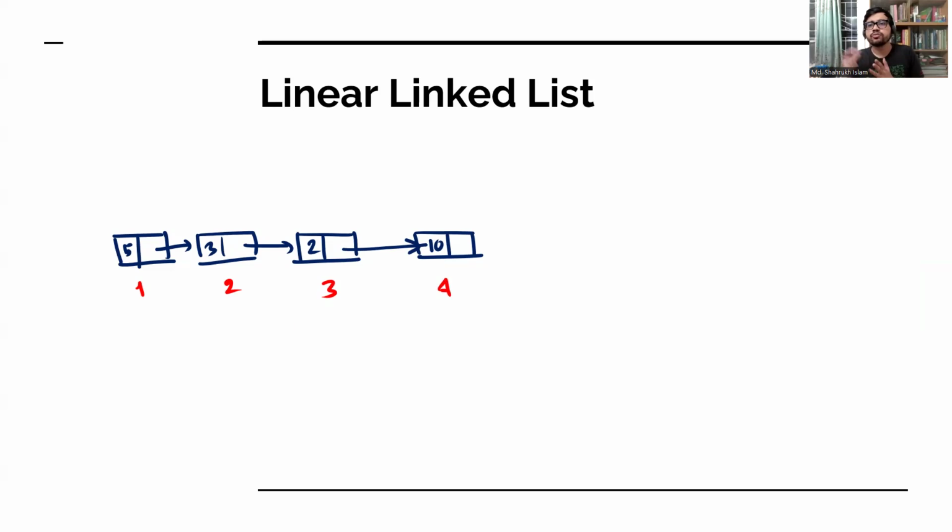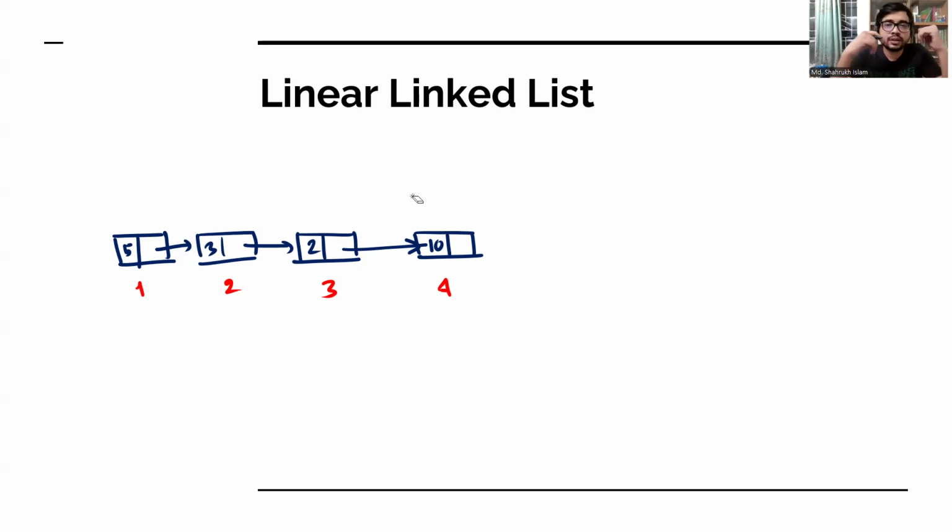Okay, so if you want to search for 10, you will have to move 4 steps: 1, 2, 3, 4. To access this element, to access 10, you have to jump 4 steps. So the cost of accessing it is 4. On the other hand, according to this arrangement, if you want to access 3, it will cost 2 units. Okay. So this is the problem.